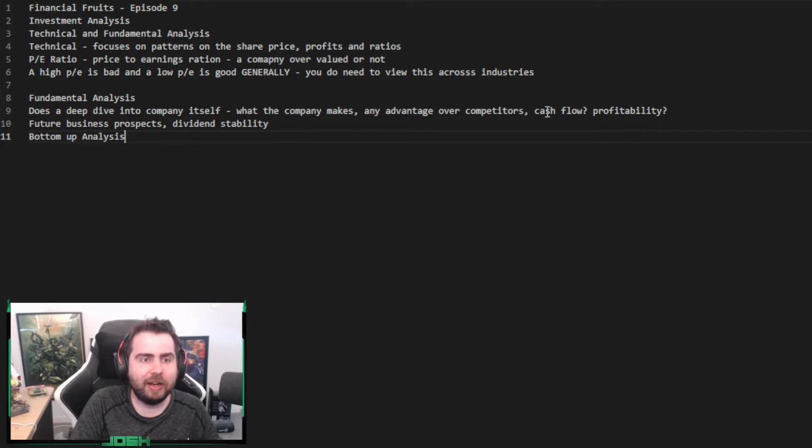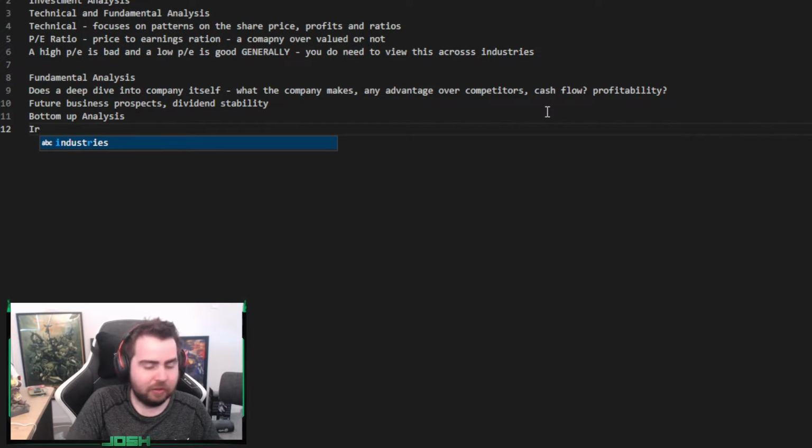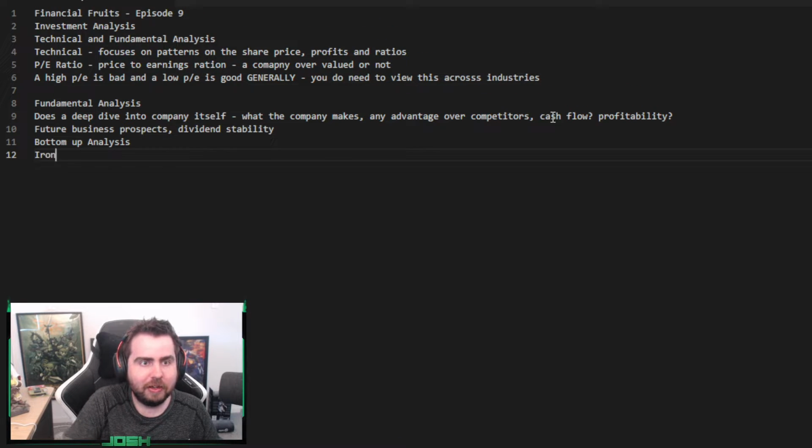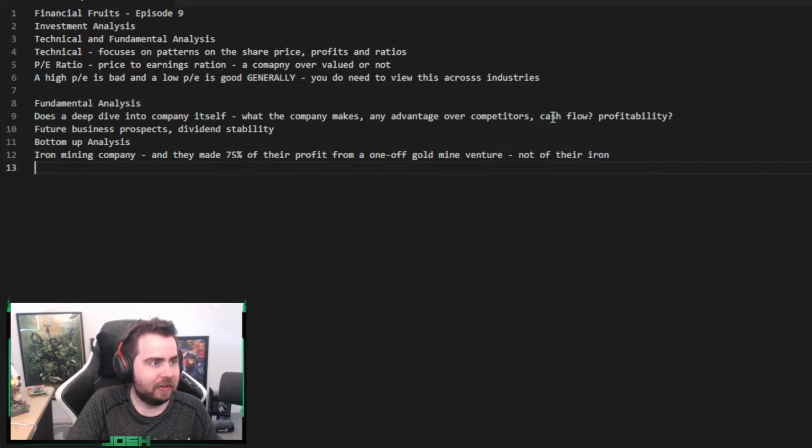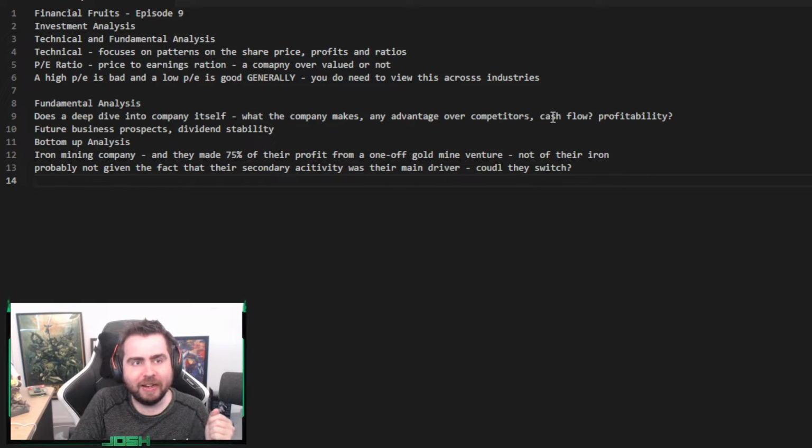So let's say, for example, you've got an iron mine company. You've got an iron mining company, and they made 75% of their profit from a one-off gold mine venture, not off their iron. Do you think they're going to be sustainable? Probably not, given the fact that their secondary activity was their main driver. Could they switch? That's the main question you have got to find out, okay?